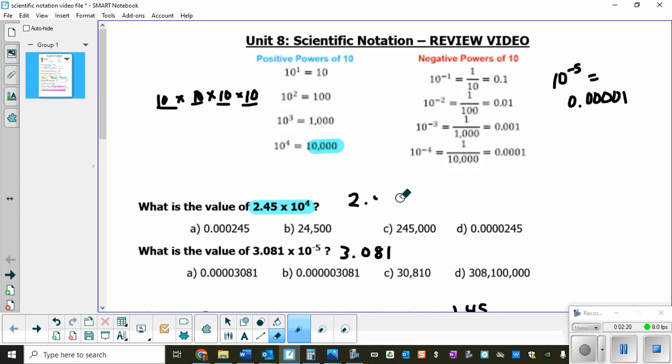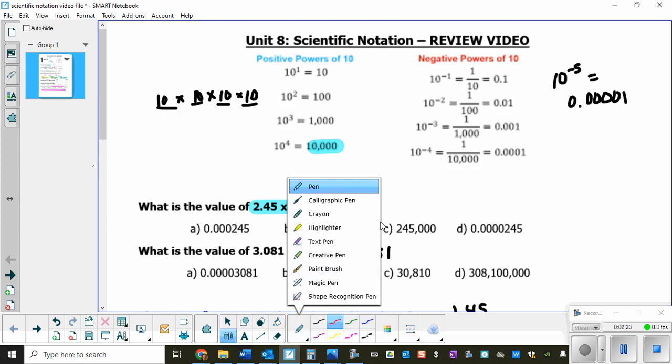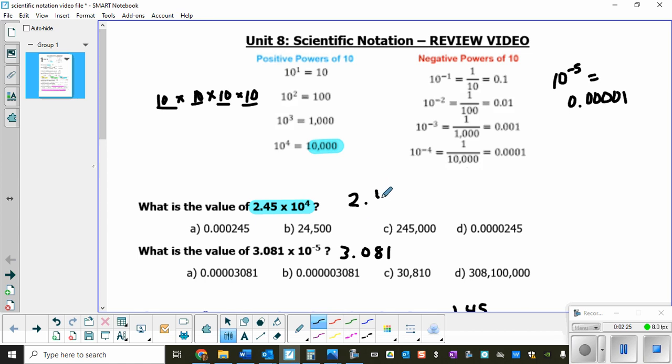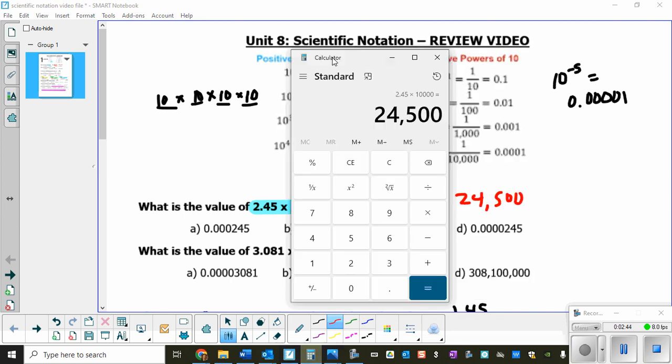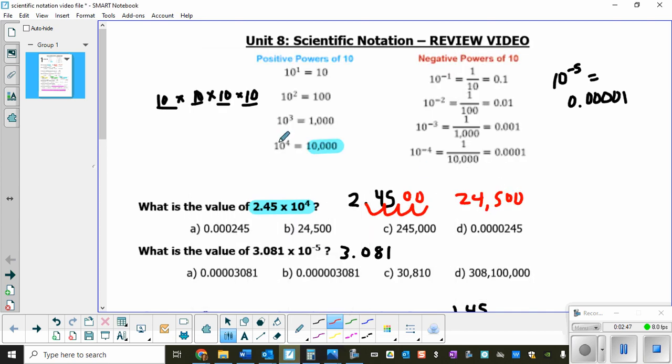Let me fix that. So if I have a 2.45, I'm just going to use the exponent to move the decimal over once, twice, 3, 4 times. And you'll notice that this number now, 24,500, this is what it looks like, 24,500. So it is the same answer that I had in the calculator, 24,500. You can see that. So the point here is to be able to skip over having to use the calculator. So 2.45 times 10 to the fourth power is this number right here.